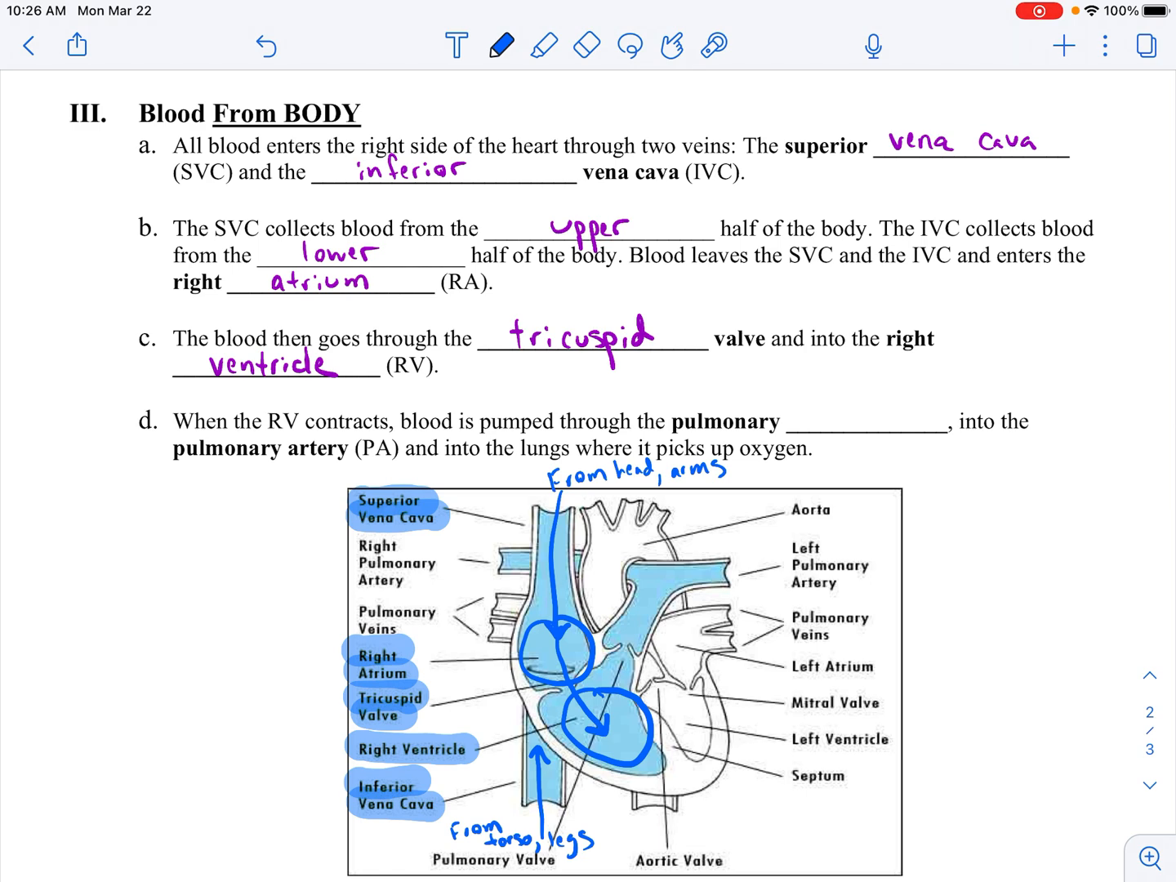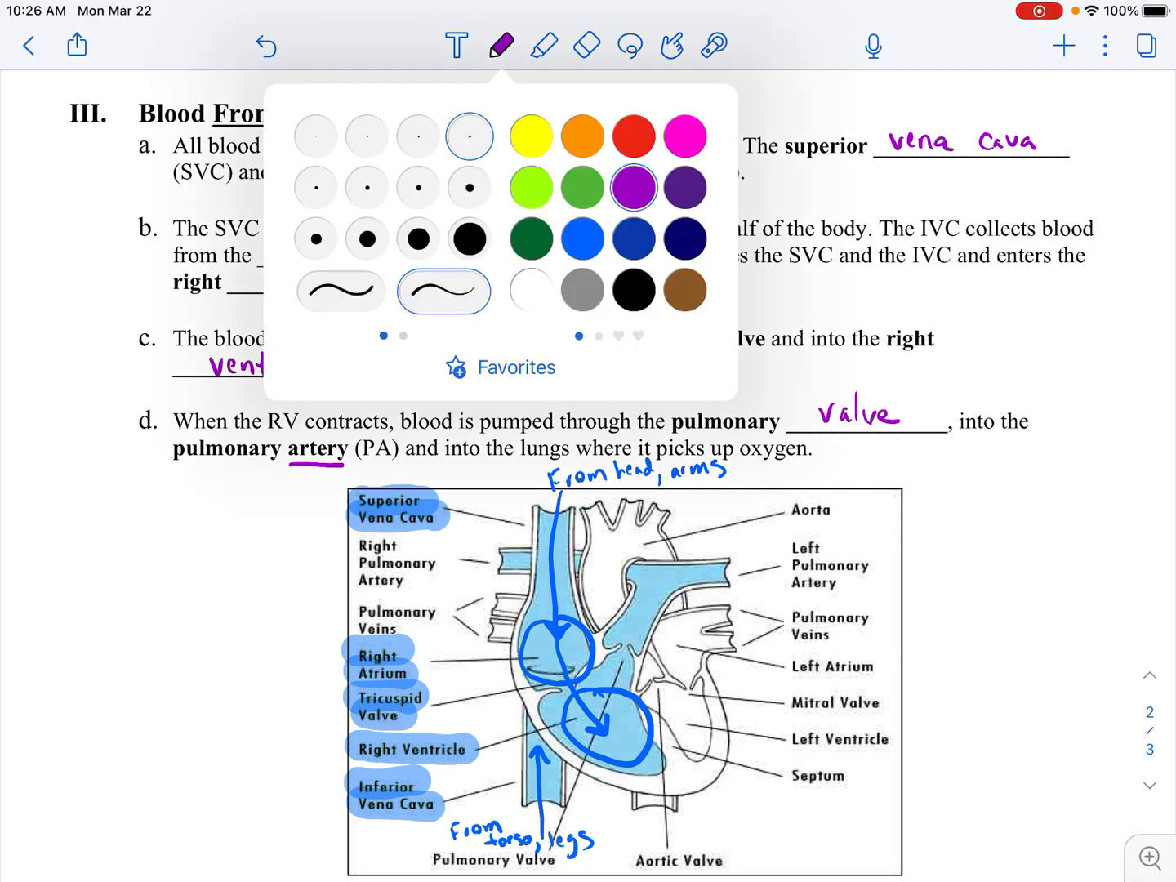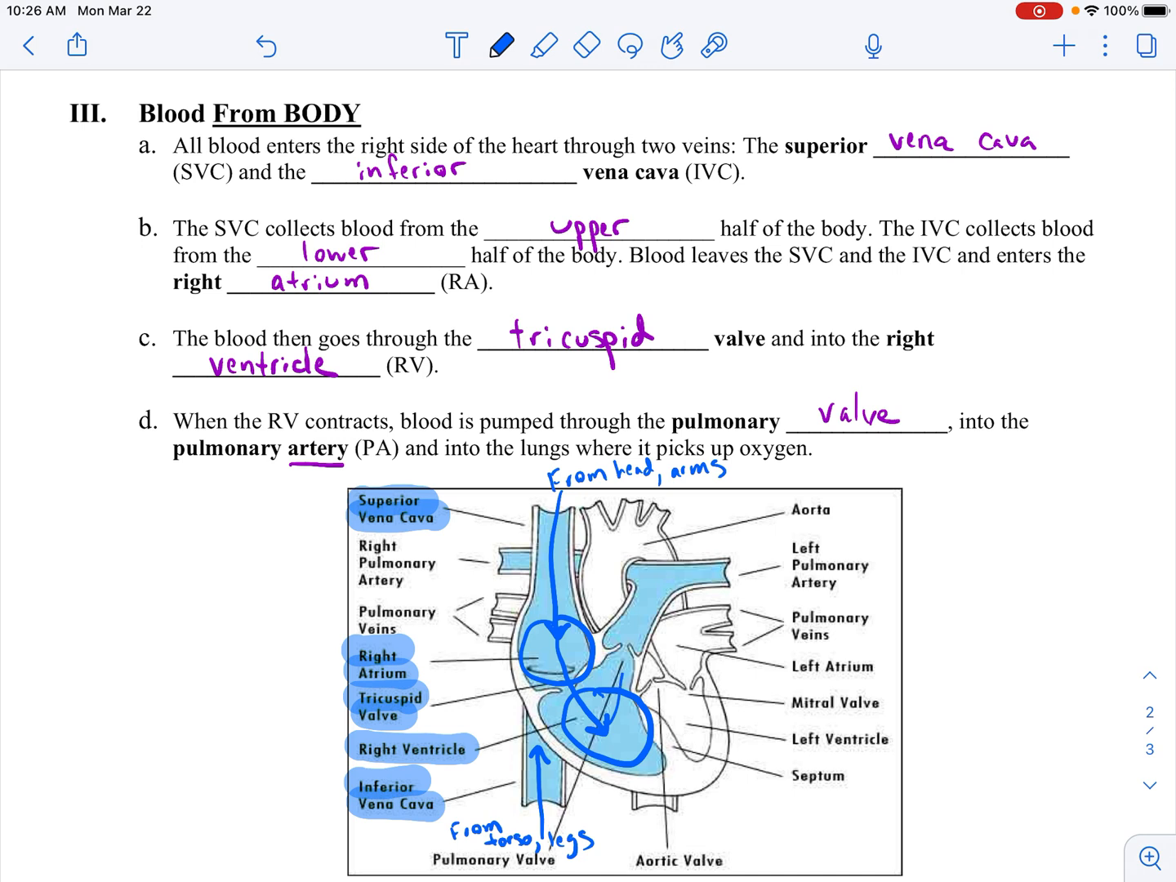When the right ventricle contracts, the blood is going to be pumped through the pulmonary valve and into the pulmonary artery, remember artery away, and into the lungs where it will pick up oxygen. So the blood will go through the pulmonary valve and then head either direction to the left lung or to the right lung.